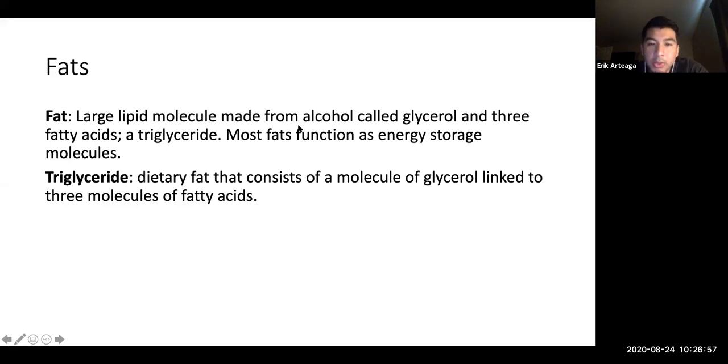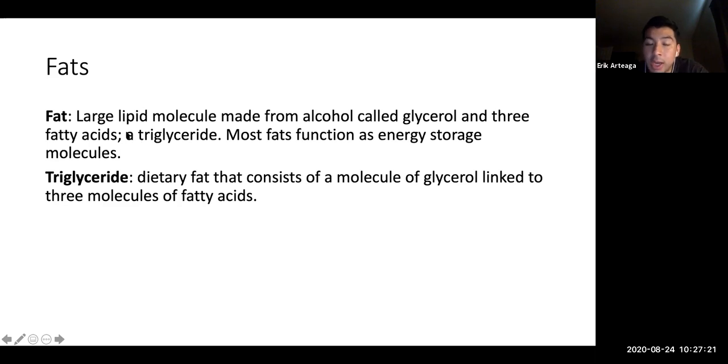All right, so fat. Large lipid molecules made up from alcohol called glycerol and 3 fatty acid chains. This is a triglyceride, okay? Most fats function as energy storage molecules, right? Fats are kind of difficult to break down, actually are difficult to break down by your body for the fact that they are not able to mix in water. We utilize water for the majority of our metabolic pathways, right?